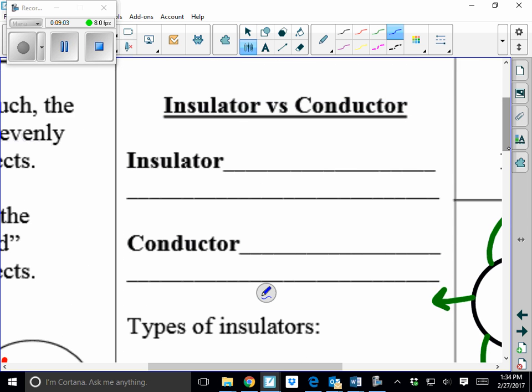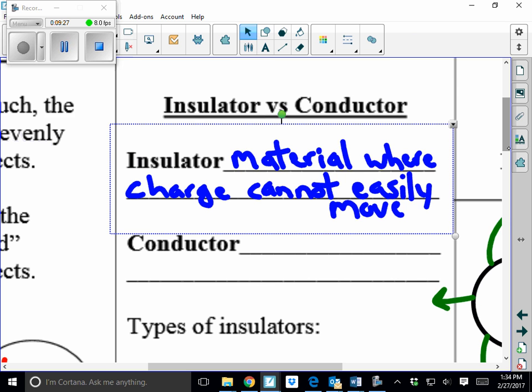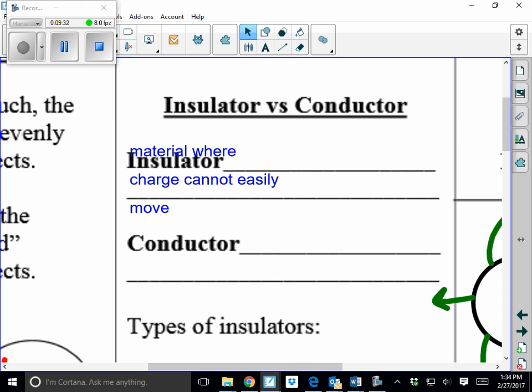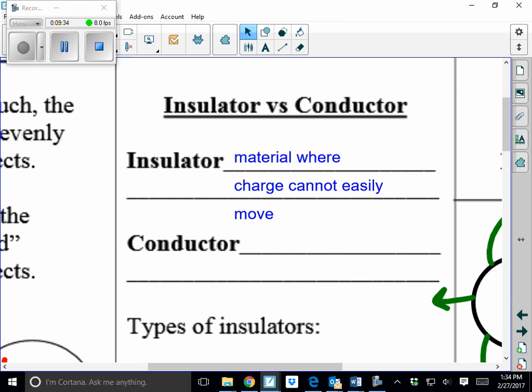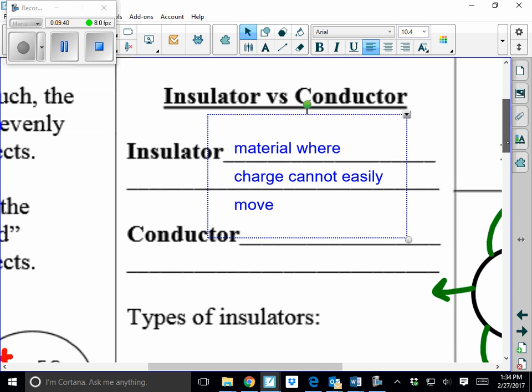So an insulator is a material where charge cannot easily move. See if it lets me actually turn this into text. Close enough. So it's a material where charge cannot easily move. It is an insulator. A conductor is exactly opposite of that. It's where charge can easily move.